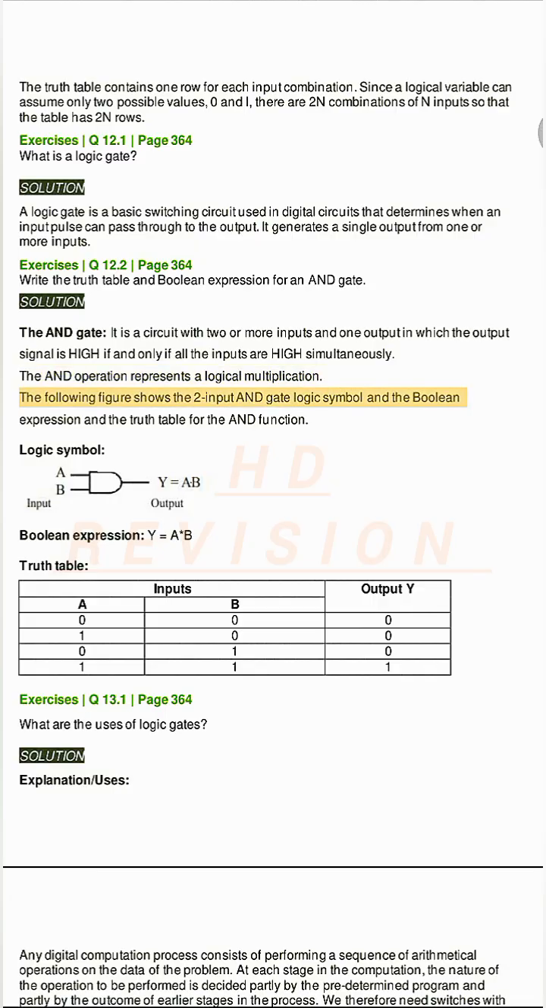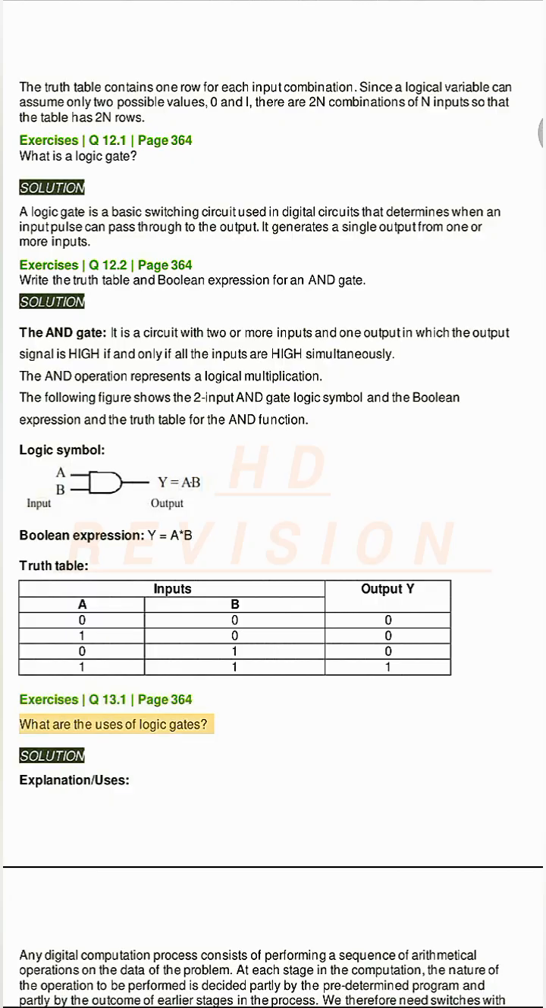The following figure shows the two input AND gate logic symbol and the Boolean expression and the truth table for the AND function. Logic symbol. Boolean expression. Y equals A times B. Truth table. Inputs A, B; output Y. 0 0 gives 0; 0 1 gives 0; 1 0 gives 0; 1 1 gives 1.